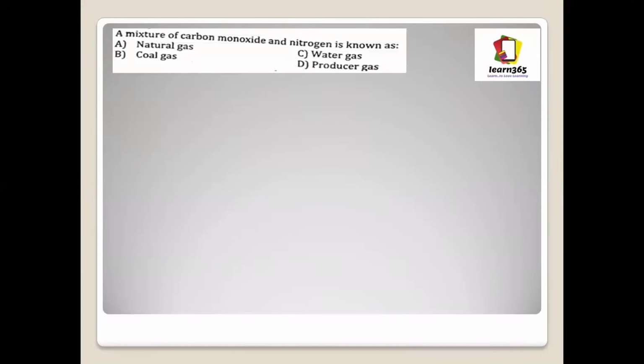A mixture of carbon monoxide and nitrogen is known as option A, natural gas, option B, coal gas, option C, water gas, and option D, producer gas.